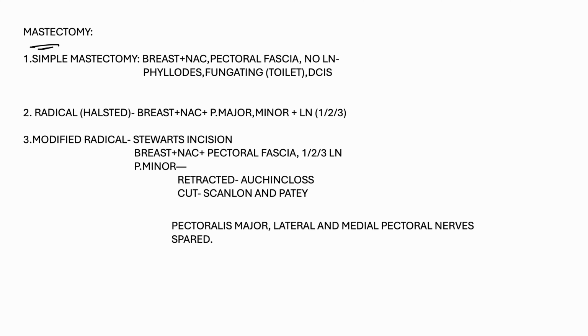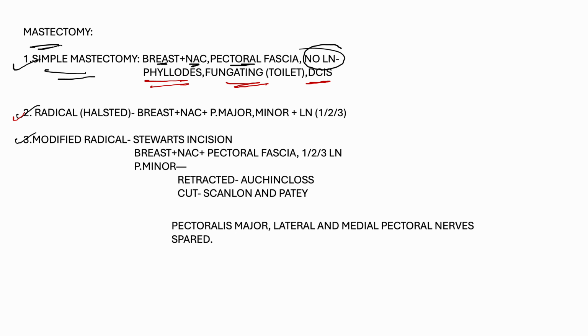Coming to mastectomy, you will have to remember 3 types of mastectomy. One is simple, one is radical, one is modified radical. In simple mastectomy, we are not removing any lymph nodes. No lymph nodes are removed. The breast, nipple areolar complex and the pectoralis fascia are removed. This is done in case of phyllodes tumor or a fungating mass, or in cases of DCIS. Phyllodes tumor is a benign condition in which we remove only the breast and nipple areolar complex along with the pectoralis fascia. No need of removing the lymph nodes in this.